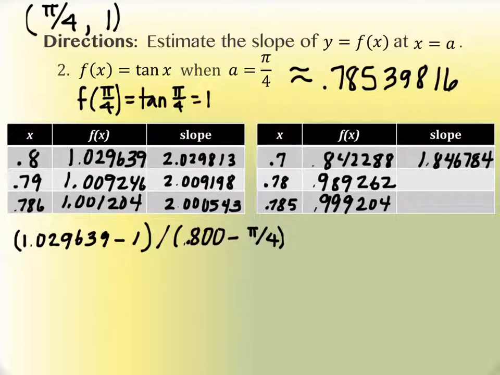Okay, we'll do one more. 0.989262 and 78. So I have 1.989195. And then my last one is 0.999204, and then minus 785 is the other digits. And I have 1.999179.